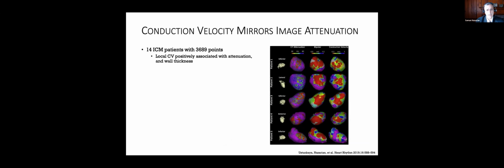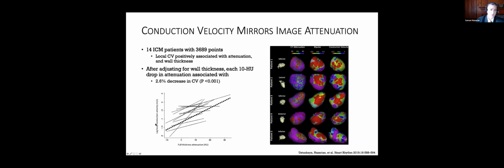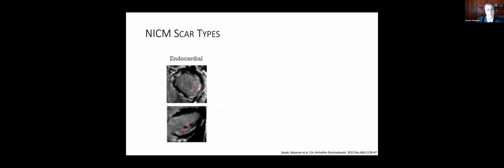So we took data of activation during sinus rhythm in these patients and looked at the association of the local conduction velocity with the attenuation on CT images, and you can see that you can fit a very good regression line if you cluster the data per patient to fit the conduction velocity depending on the attenuation density. So my hope is that in the future, not only will we be able to tell you where is the scar, but we can also tell you where the slowest conduction regions are, which is of course one of the important issues about fixed reentry.